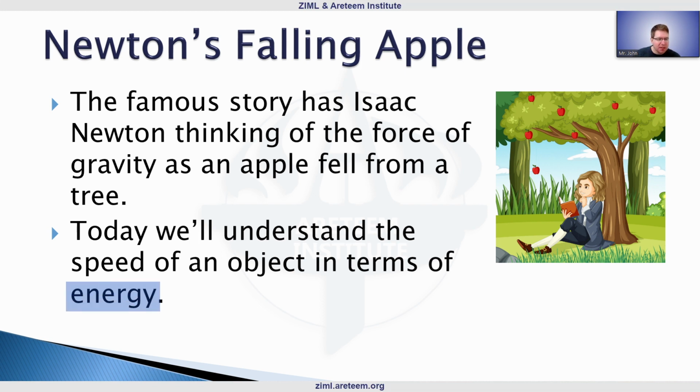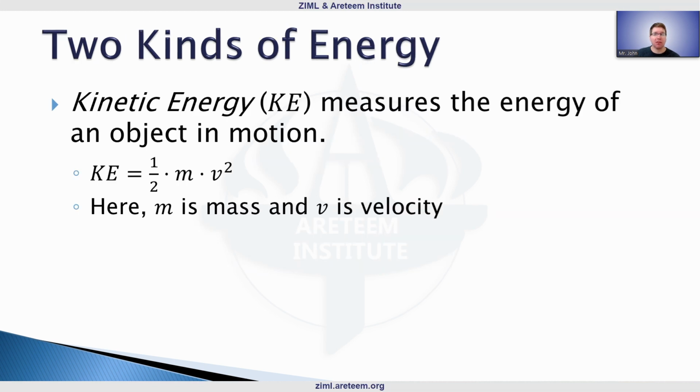So, this speed of an object falling, or going on a roller coaster, in terms of that energy as well. What are the two kinds of energy that are going to be the main focus today? First of all, we have kinetic energy. This is an energy, KE, that measures an object in motion. So an object in motion has some energy. That energy is given by this equation, 1/2 mv squared. M is the mass, v is the velocity.